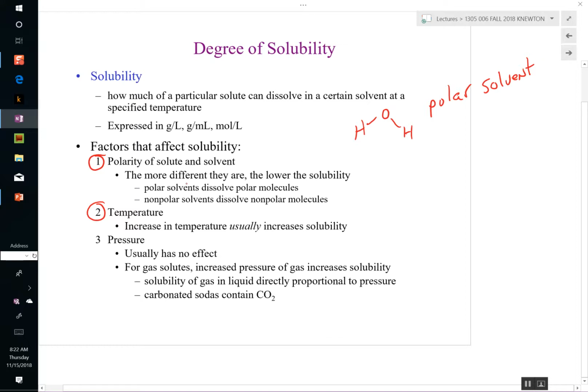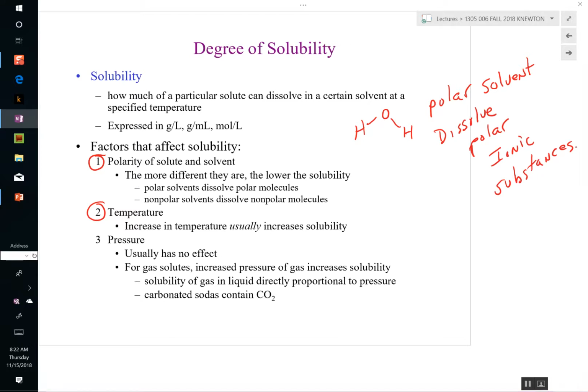So water is a polar solvent, and it will dissolve polar substances, and that includes ionic substances. Alcohol is a polar molecule. The alcohol that's in alcoholic beverages is polar. It's not ionic, but it is polar. And sodium chloride is even more polar because it'll break apart into distinct ions. Polar solvents dissolve polar substances, molecules or ionic substances.